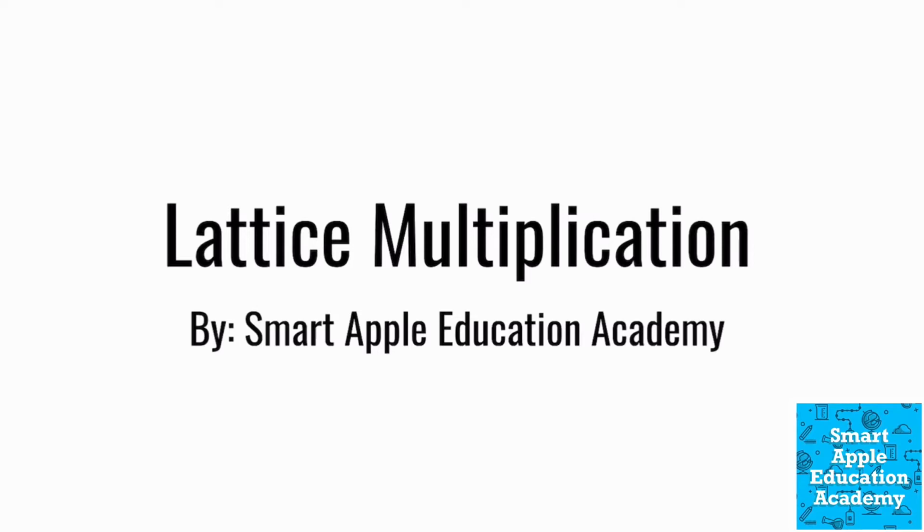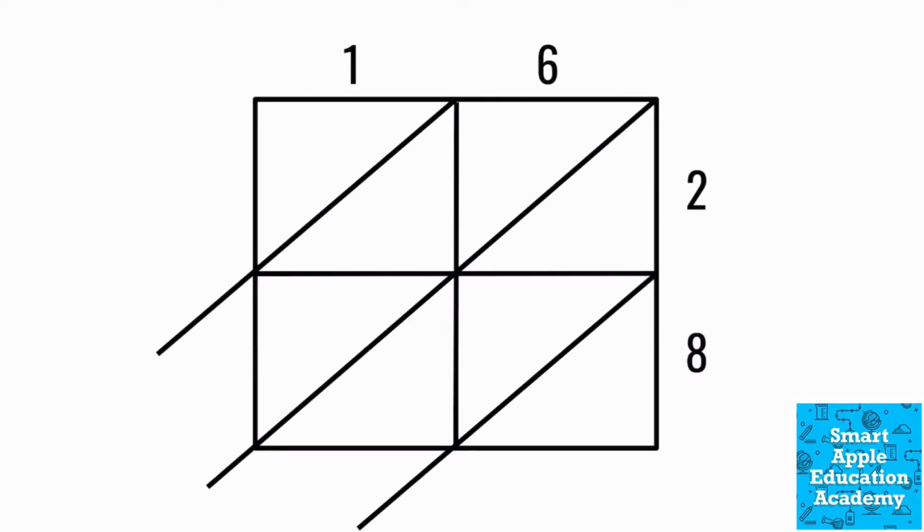Now, let's get started. So the problem that we're going to try to solve is 16 times 28. As you can see, the boxes are already set up. 16 is written on the top, horizontally, and 28 is written on the side, vertically.